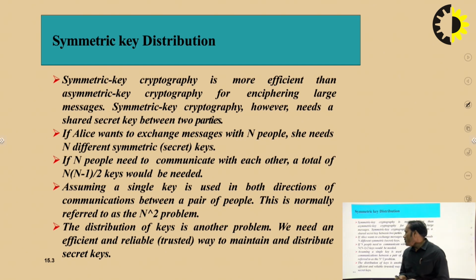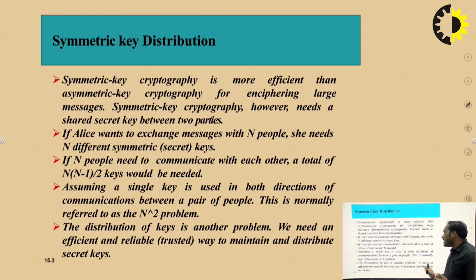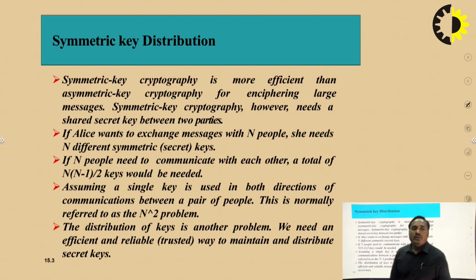Now the important topic: distribution of the key is another problem. Key distribution is a very important part of cryptography and network security. How you will distribute the key is the challenging part. So key distribution is another problem. We need an efficient and reliable way to maintain and distribute the secret key. If you are going to distribute the key, you give priority to the distribution of the key, through which we can secure information between the two parties or two persons when they want to communicate with each other.